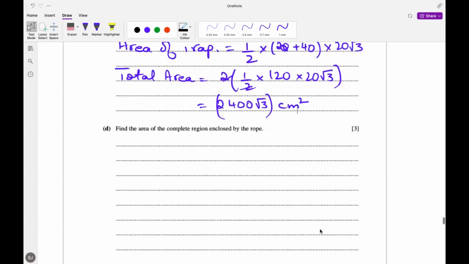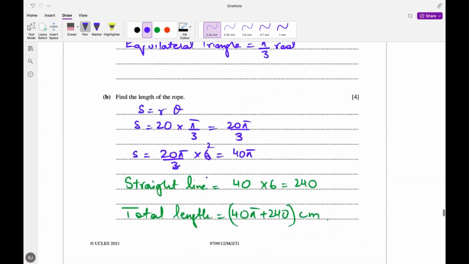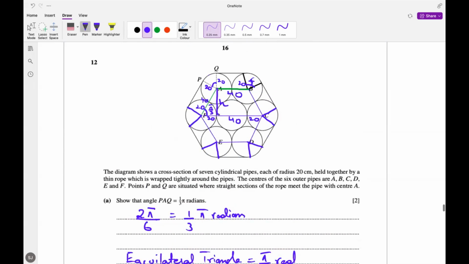In part D, we have to find the area of the complete region enclosed by the rope. Now we already have the area of the trapezium, which was in between. To find the remaining area, we can see that we'll have 1, 2, 3, 4, 5, and 6 sectors, and there will be 6 rectangles, as we have one rectangle up here, the second one, third one, fourth one, fifth one, and sixth one.